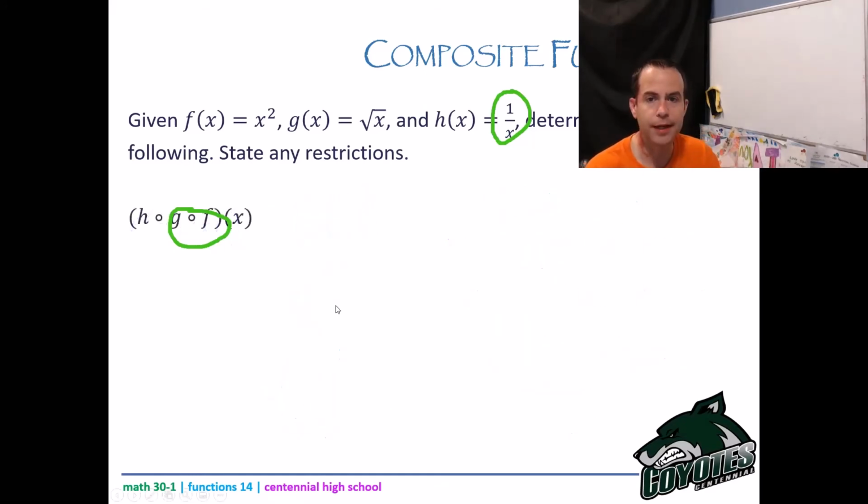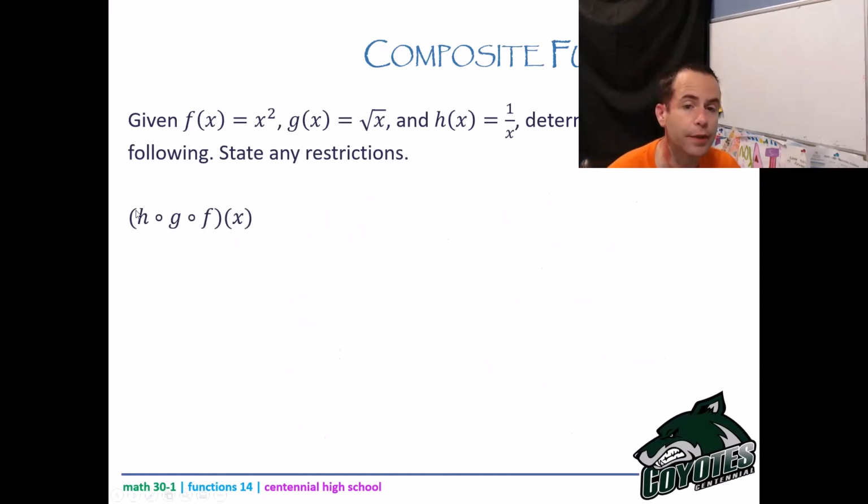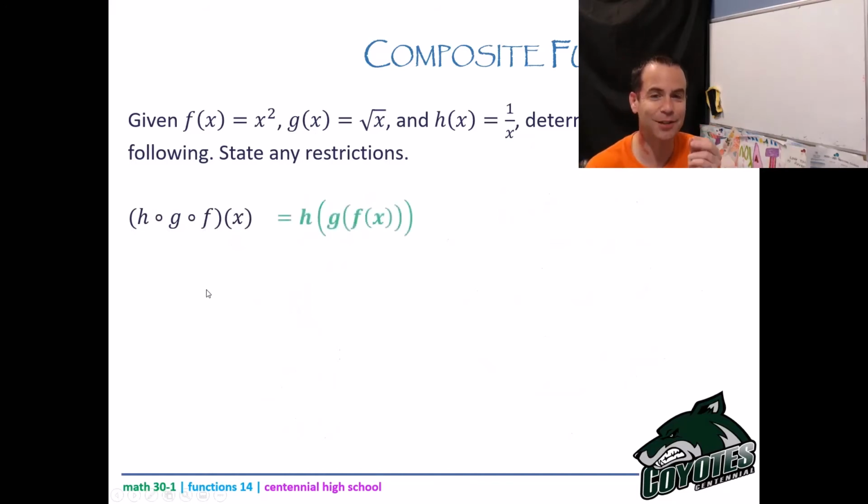Okay, let me clear that ink for you. All right, so now we're gonna try h. Now, this is written from a composition standpoint. I want you to write it from brackets, okay? So that would be h of g of f of x, okay? h of g of f of x.